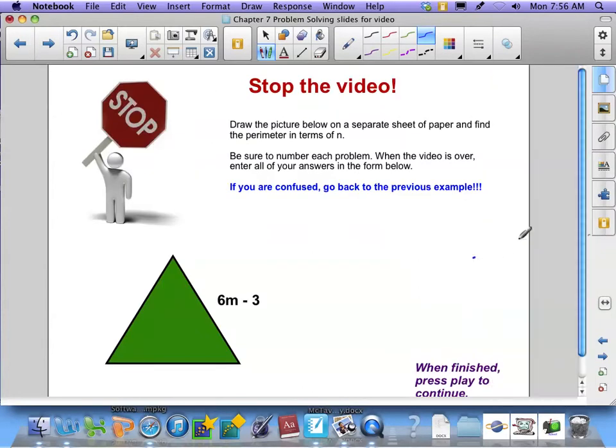So you're going to stop the video, draw the picture below, and find the perimeter. If you're confused, go back to the previous example. And when you're done, press play to continue.